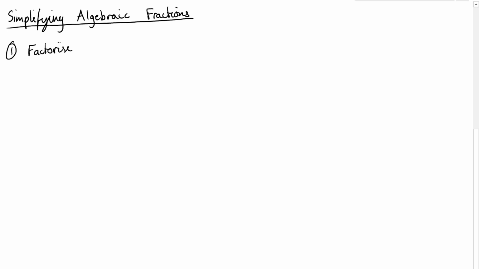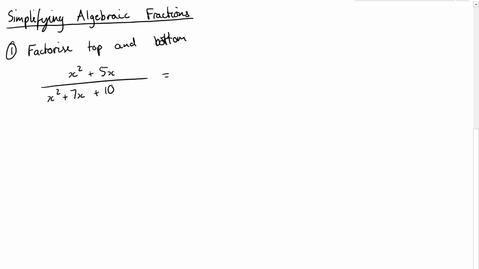So let's try quite a difficult example. Let's say we got given a fraction that was x squared plus 5x over x squared plus 7x plus 10. So our first step is factorize both the top and the bottom. And you'll usually find that if you're factorizing, things are going to cancel out. So hopefully they do.